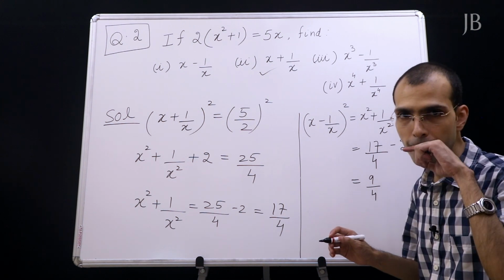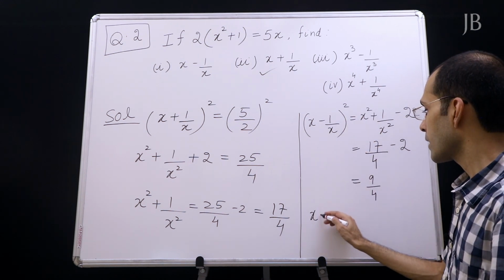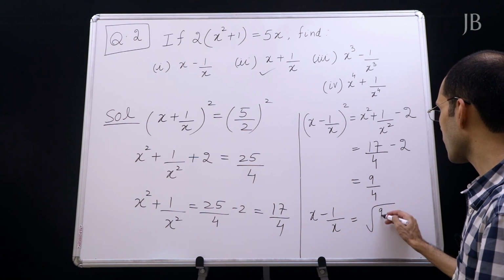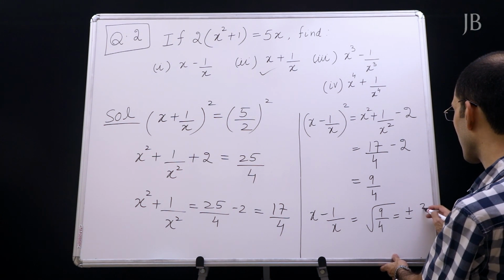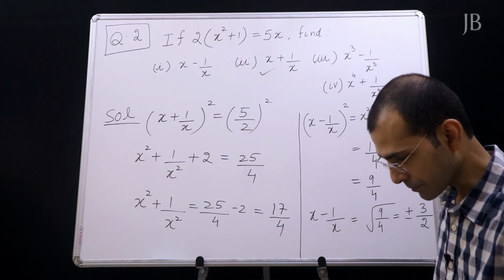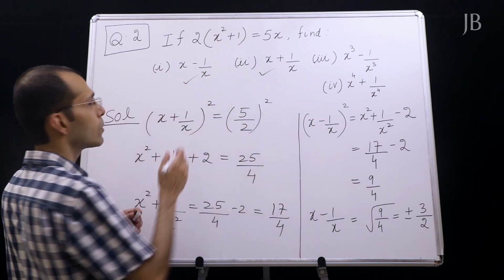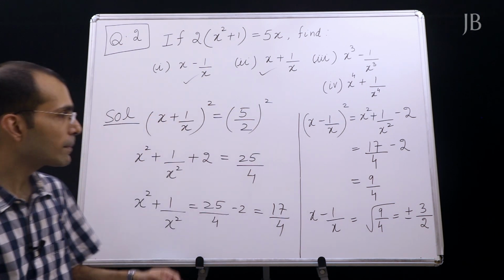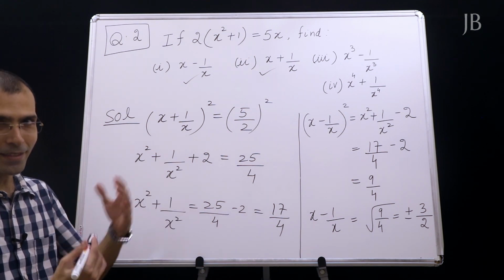Whose value is this? X minus 1 upon x the whole square. So now x minus 1 upon x will be square root of 9 upon 4, which will be plus or minus 3 by 2. Okay. So x minus 1 upon x is also over now. X plus 1 upon x is also done. So remember, they are typical sums. Given plus, find minus, like that.